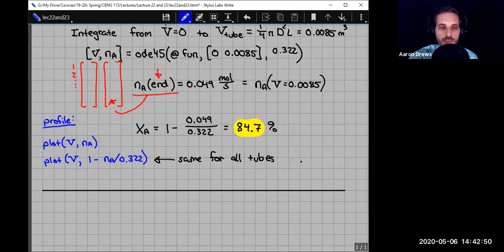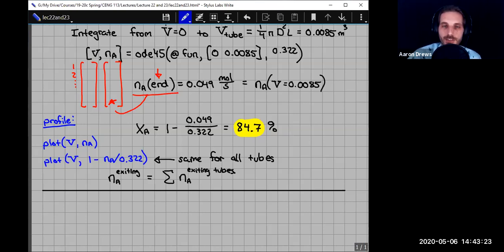Our assumption for shell and tube is that it's the same profile through each one of the individual tubes. If for some reason we needed the total amount of A exiting the reactor, this is the sum of A exiting the tubes. We don't really have a symbol for that.